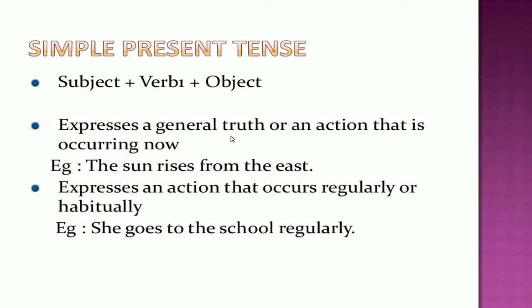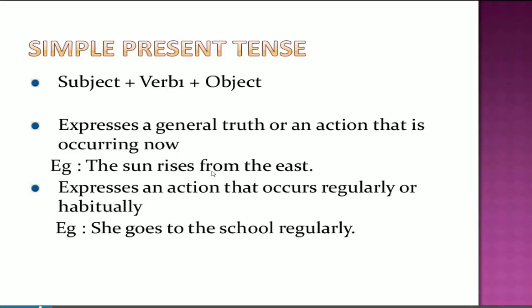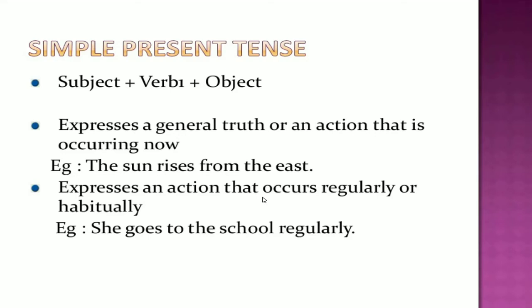General truths, for example, the sun rises from the east. That is a general truth. Or the earth revolves around the sun. That is also a general truth. When we express a general truth or fact, we use the simple present tense. It also expresses an action that occurs regularly or habitually.